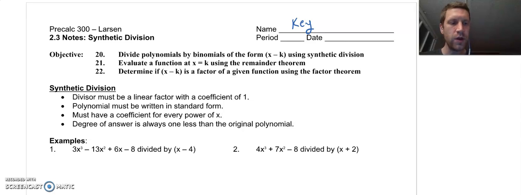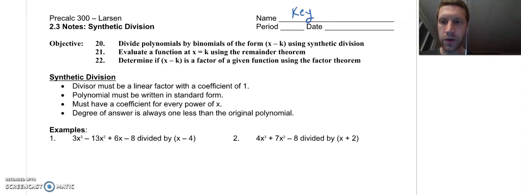A lot of this is a review. We're going to not only go over the mechanics of how to do synthetic division, but also talk about a couple different vocab words and how those relate to using synthetic division, and then talk about a couple different applications, things that you can do with synthetic division.